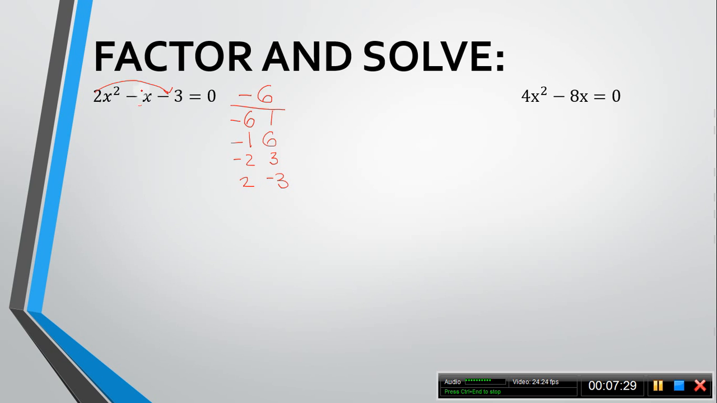I want a negative 1. So that's going to give me negative 5. That's going to give me a positive 5. That's going to give me a positive 1. This right here is going to give me my negative 1. So I'm going to rewrite my middle term. I have 2x squared plus 2x minus 3x minus 3 equals 0. So now I'm going to do my box.